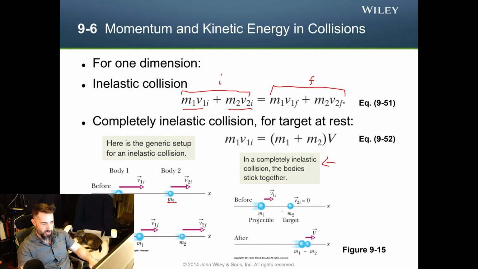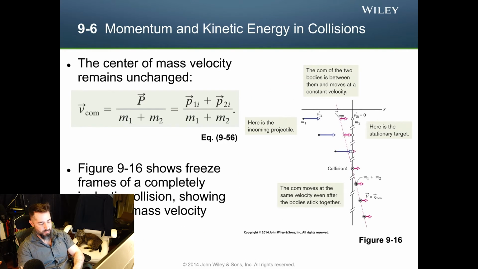In the second situation, you have completely inelastic collisions. Basically this thing is stationary. We've said that velocity equals 0. And then when this one hits it, the velocities have become one. Mass 1 has stuck to mass 2. Now they're traveling together as a single mass.